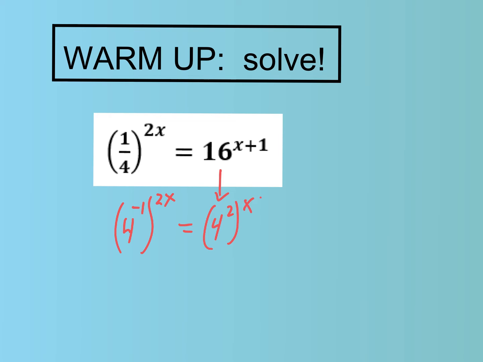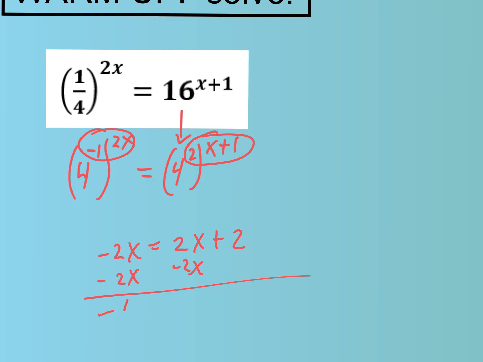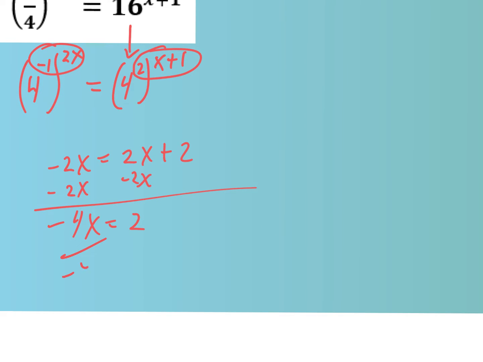And then you might have done it in a different way and gotten the right answer, but here's what you do next. If you make the bases the same, then the exponents are equal. Negative 2x is equal to 2x plus 2. I'm going to subtract 2x from both sides. And that makes it negative 4x equals 2. Divide both sides by negative 4, and x equals negative 1/2.